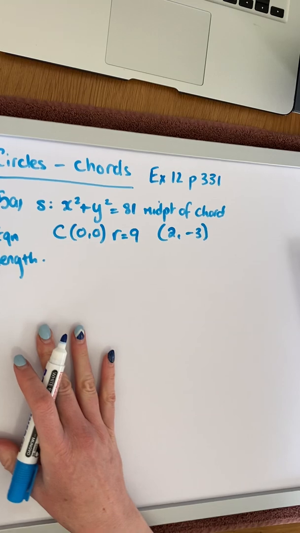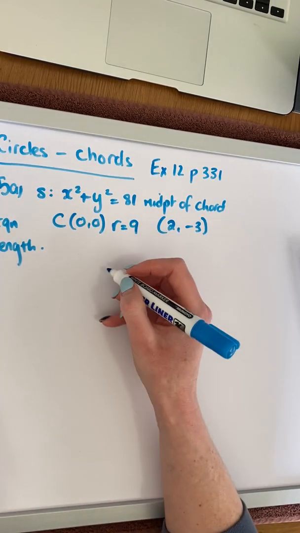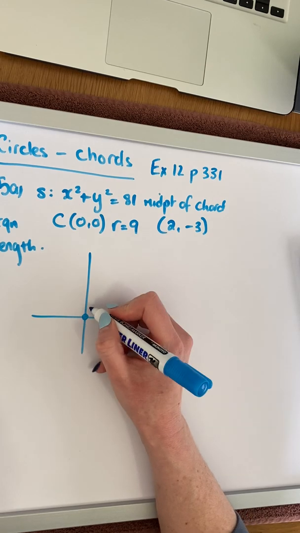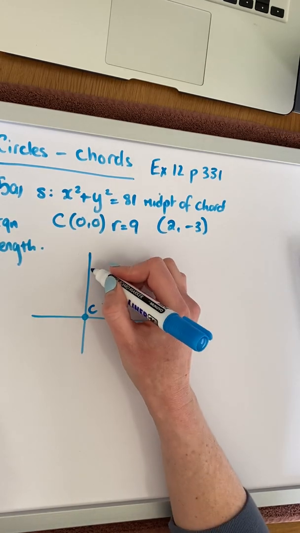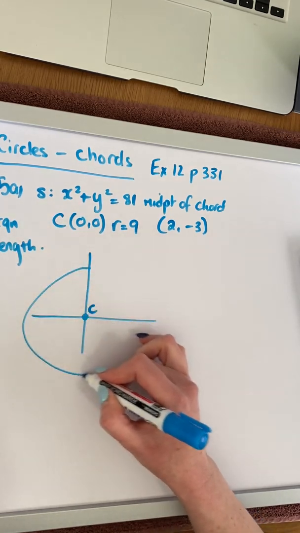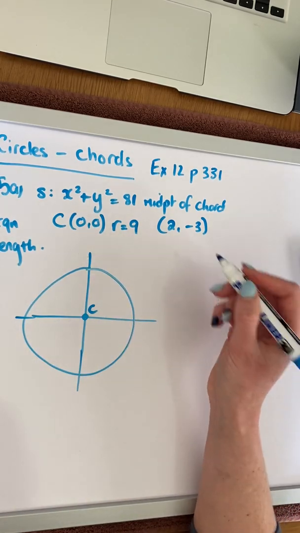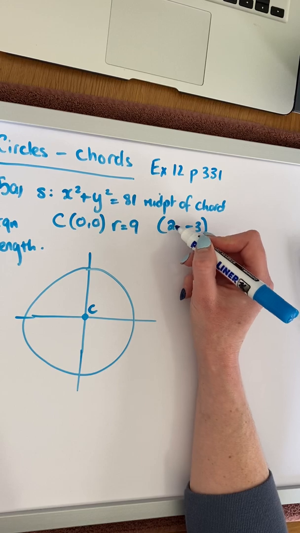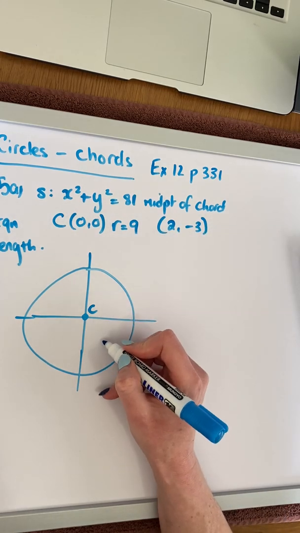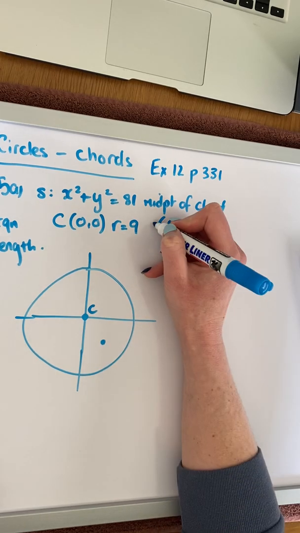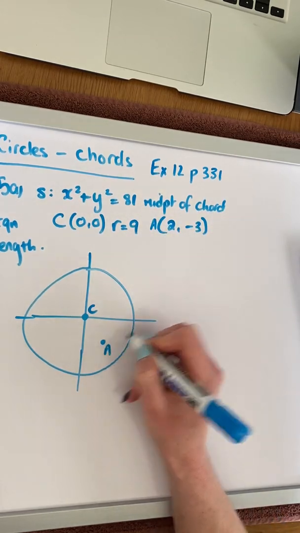So now that we have those pieces of information, let's draw a quick sketch. On our axis, we know that (0, 0) is the center point of our circle, and we have a circle of radius 9. We have a point (2, -3), which is the midpoint of our chord. So let's call that point A for the moment.